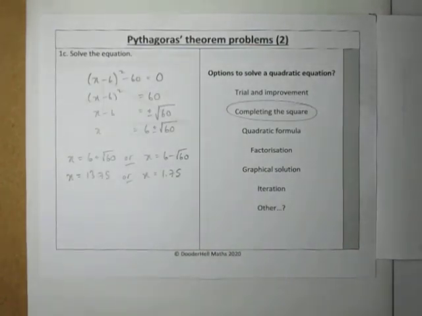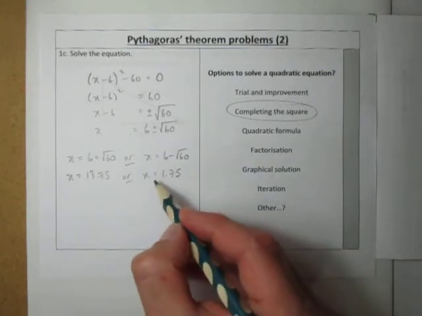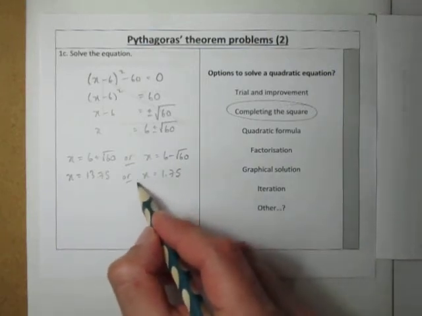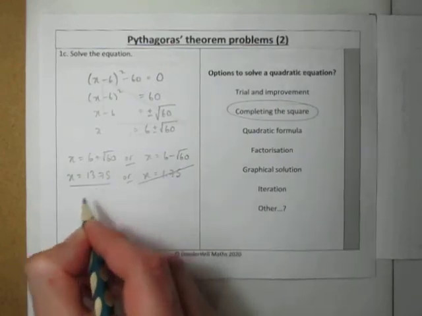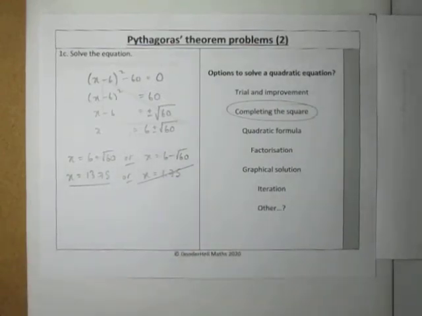So those are the two solutions, and as it happens we'll look at this in a bit more detail. One of these solutions isn't possible. Okay, we'll have a look at why that is in a moment. But x equals 1.75 is not a possible solution, which leaves just x is equal to 13.75.